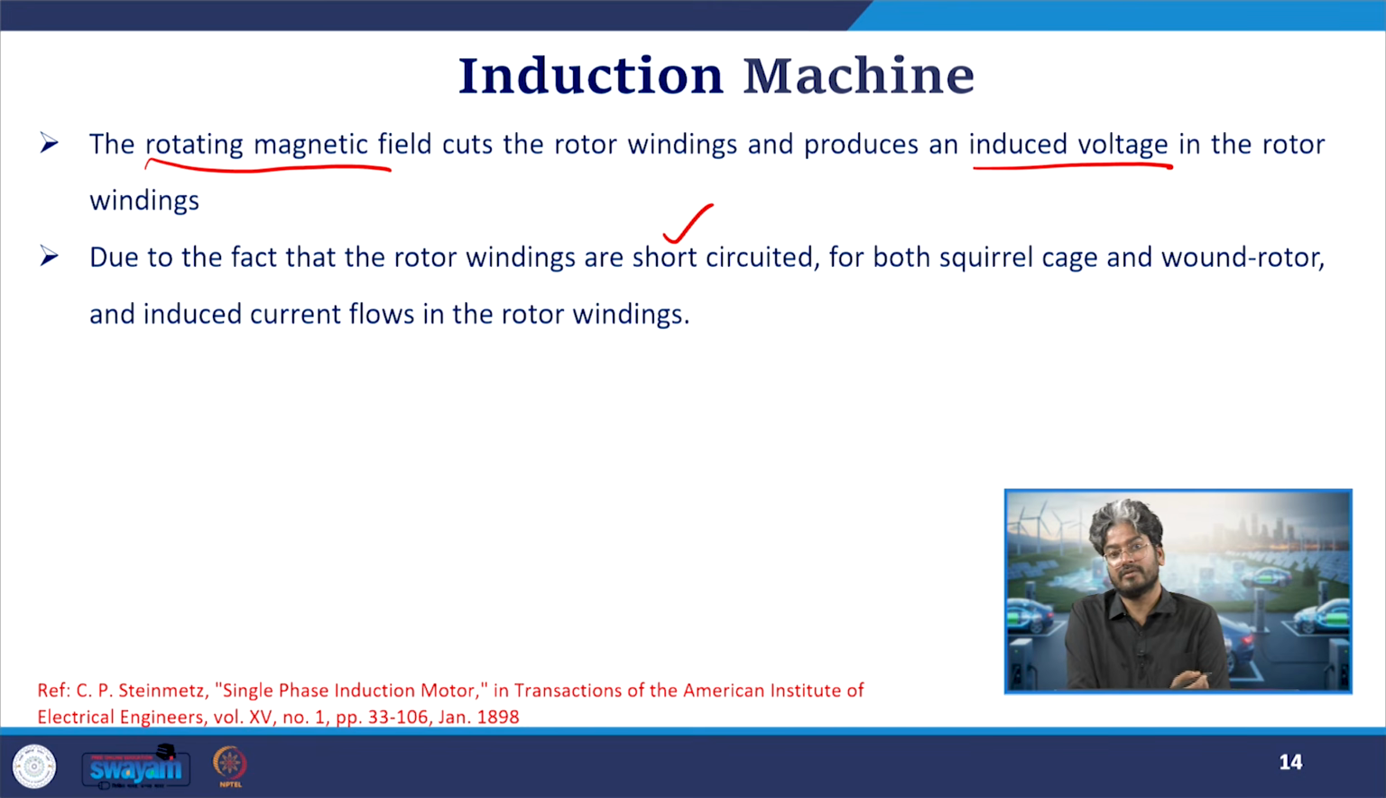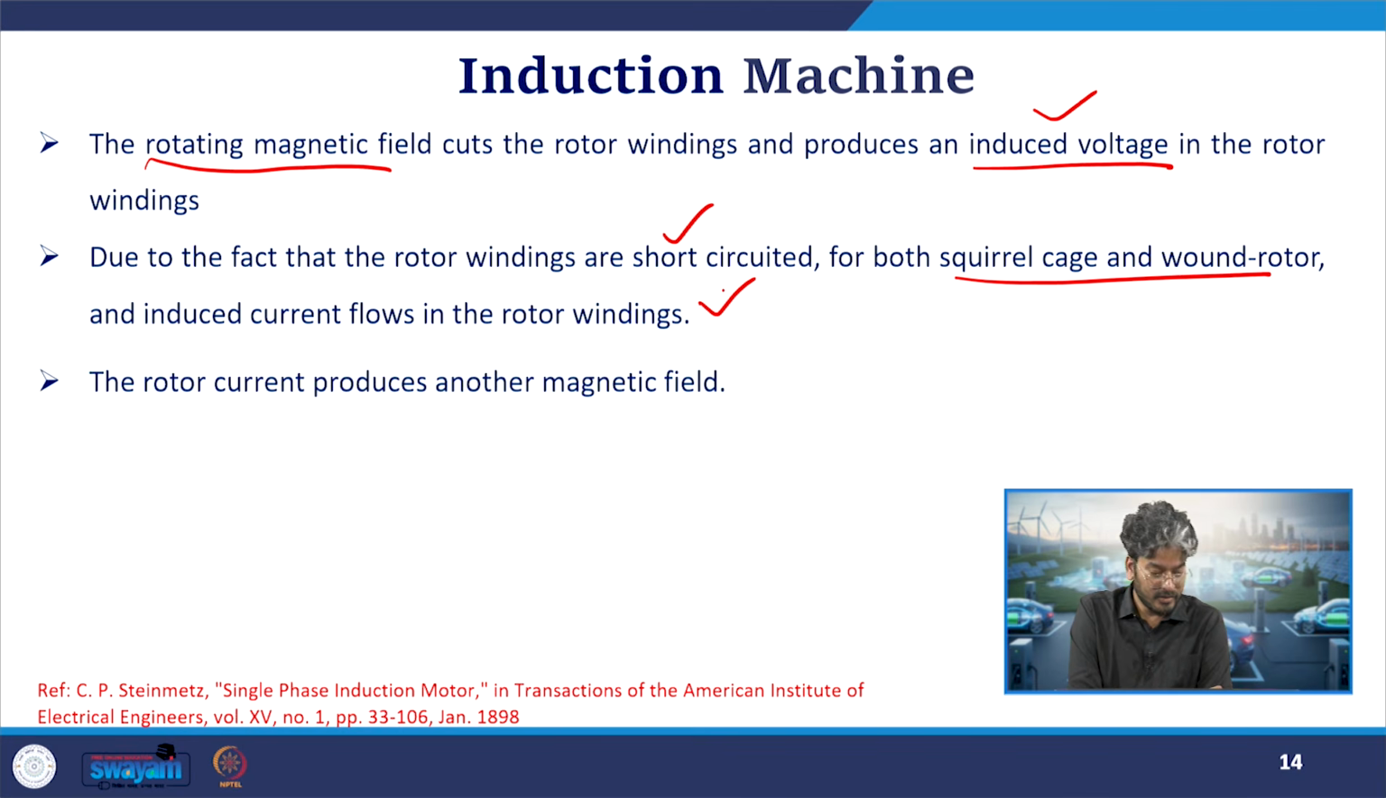In squirrel cage, it will always be short circuited. In slip ring, we short circuit it through external wires. So, the rotor circuit is short circuited for both types of machine, squirrel cage or wound rotor type, and current flows as we have a voltage induced because of the varying magnetic field. Now, we will have a current through the rotor winding. When current flows through a conductor, we know that it produces a magnetic field. So, the rotor current will produce a magnetic field. First, we had a rotating magnetic field produced by the stator, which had the three-phase supply. We will see what is required for the rotating magnetic field to be produced.